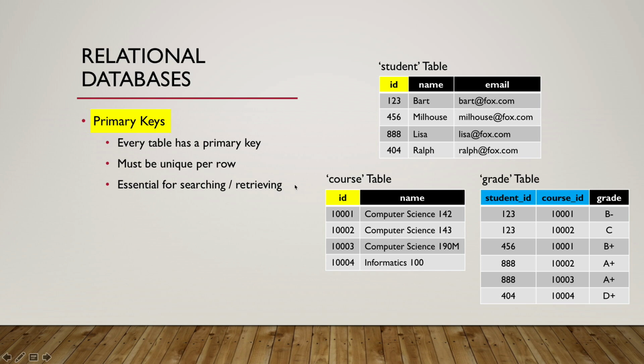Relational databases rely on this in order to be able to search and retrieve the data that you are looking for. So both student and course have that. Now the grade table doesn't have that. It has something different. You'll notice here student ID is not unique and course ID is not unique. However, these two combined together would form a primary key.